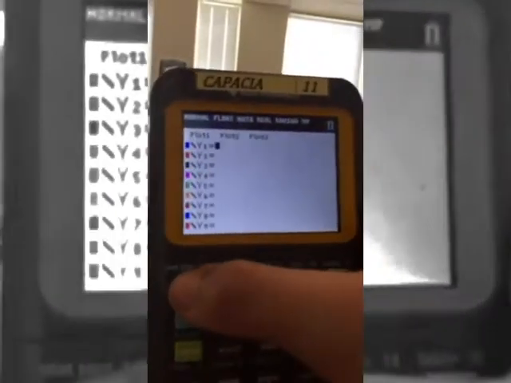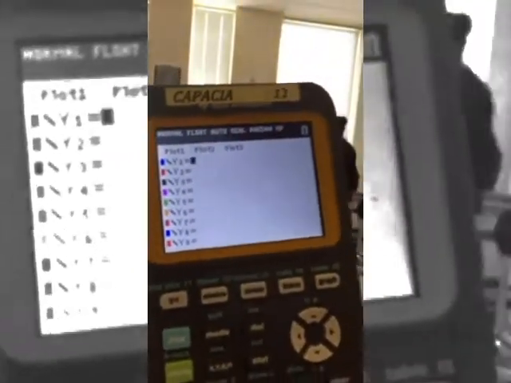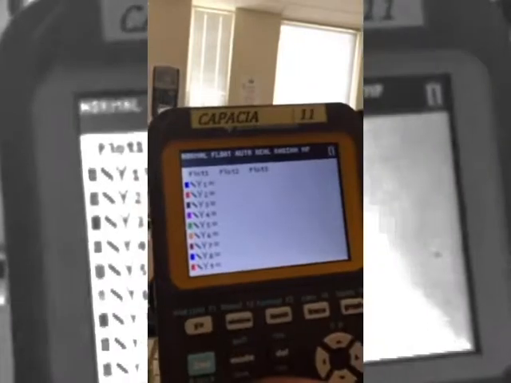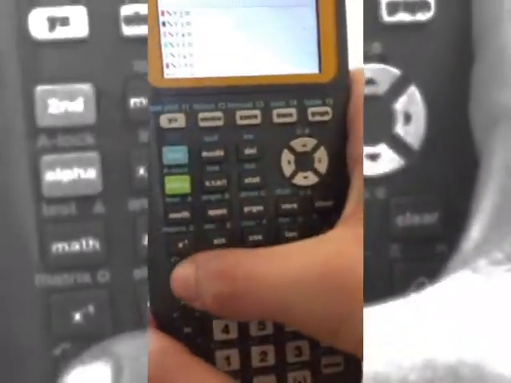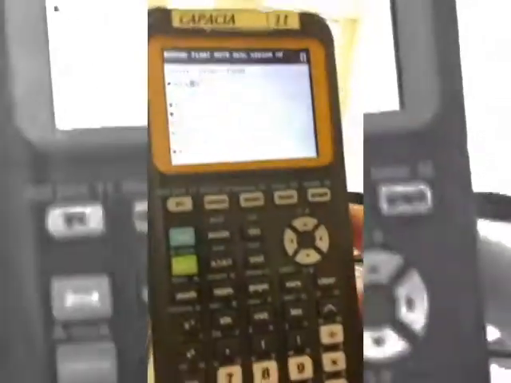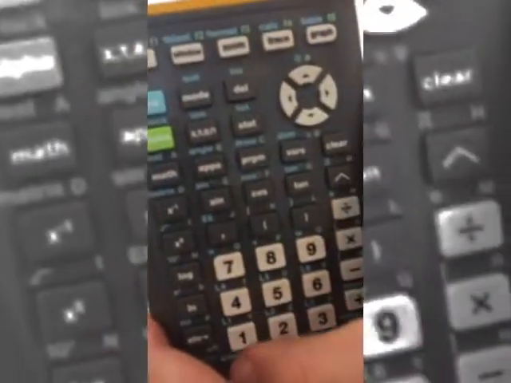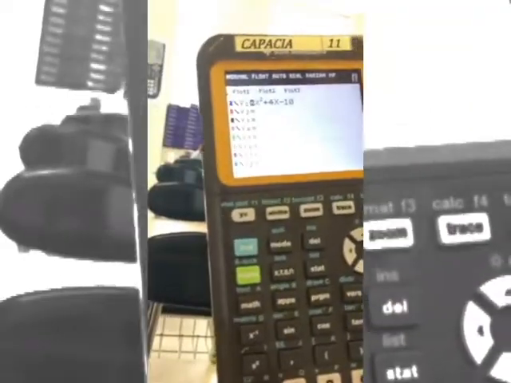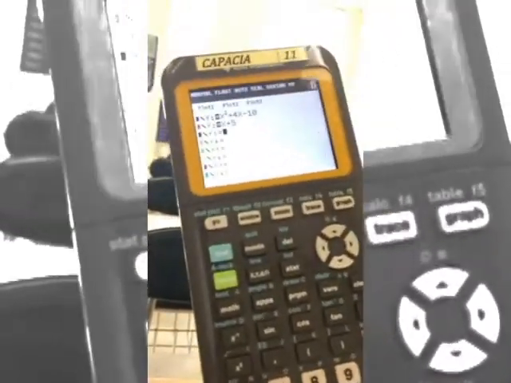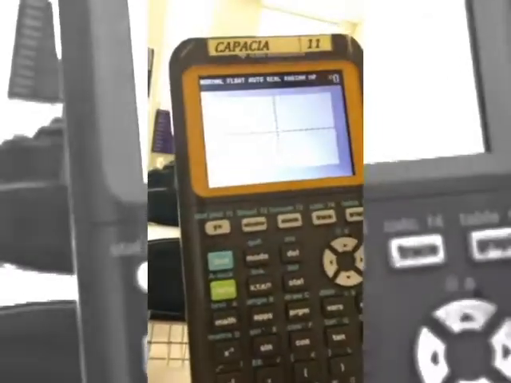Hello, I'm Braden, and I'm going to be showing you how to find the coordinates of an intersection using the graph. So first, you're going to go to Y equals to type in your lines, and the first line we'll be using is x squared plus 4x minus 10. Our second line will be x plus 5. After you click enter, they should submit, and then you'll click graph.